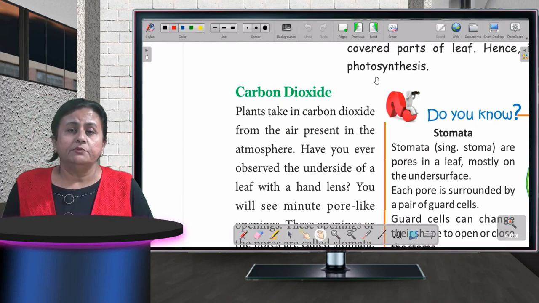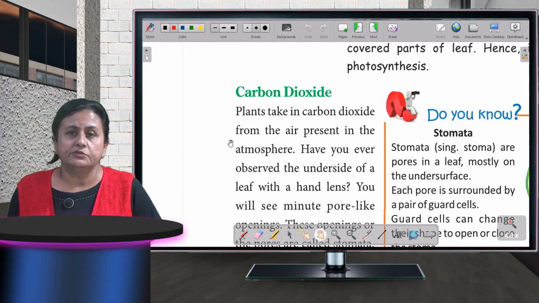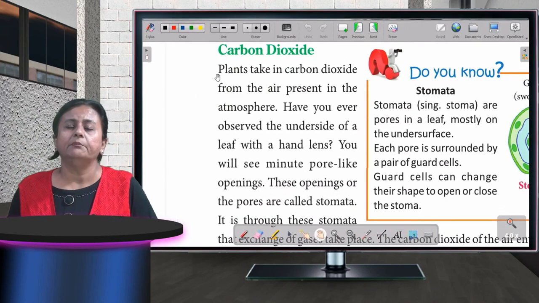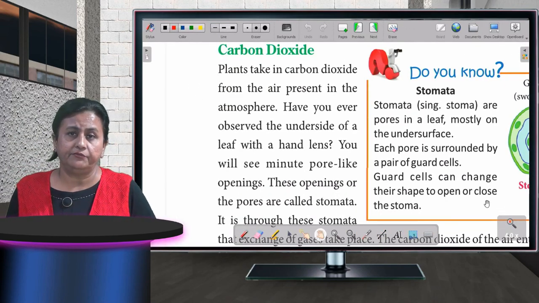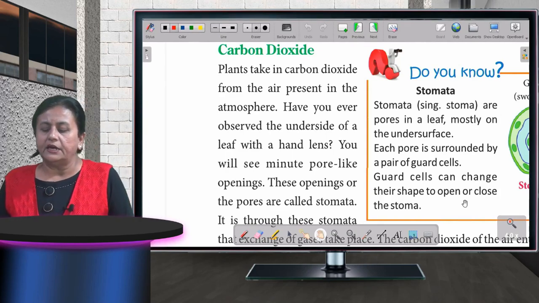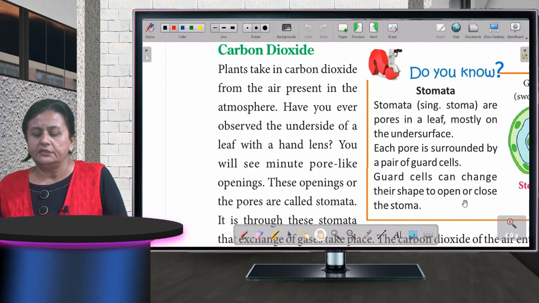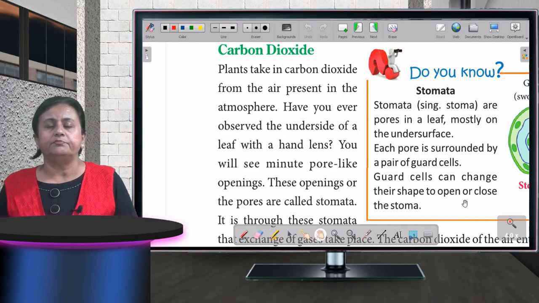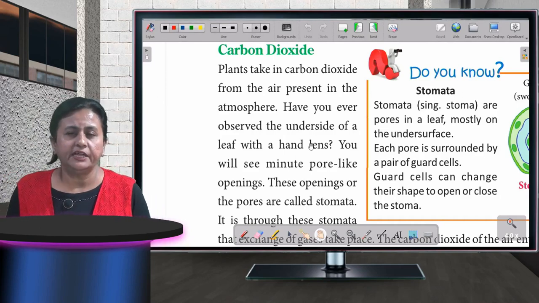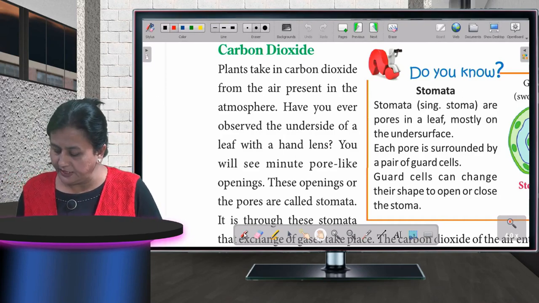The most important thing is carbon dioxide. Where does the plant get this carbon dioxide from? The plant gets carbon dioxide from its surroundings, from the atmosphere. Plants take in carbon dioxide from the air present in the atmosphere. Now, how is this entering the plant? You must have seen the plants, take a leaf. I'll show you, I'll explain it to you also.